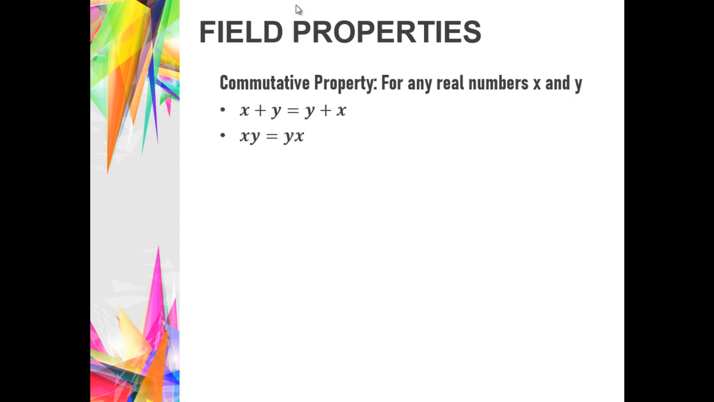Next. Commutative property. The commutative property holds under addition and multiplication as well. It states that for any real numbers x and y, x plus y is equal to y plus x. Okay, notice the pattern. Observe the pattern. And for x times y, that is also equal to y times x.